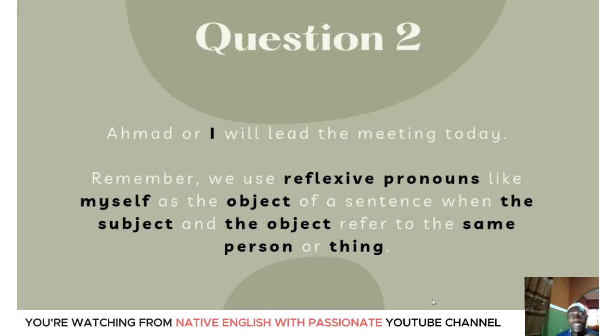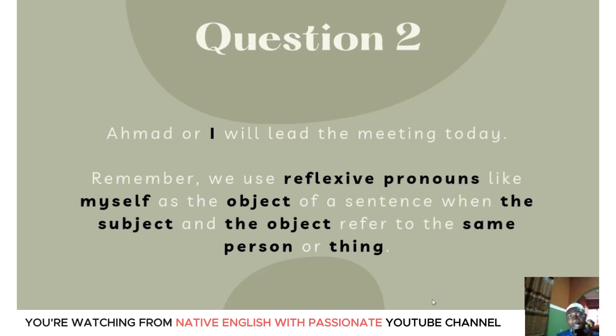Remember, we use reflexive pronouns like myself as the object of a sentence when the subject and the object refer to the same person. You've learned about the parts of speech, and about pronouns and the types of pronouns. We know generally that pronouns are words used to replace a noun, the name of a person, thing, or place.